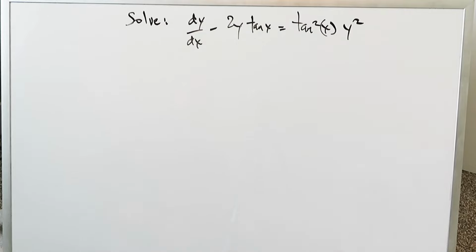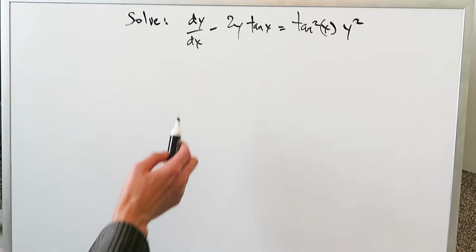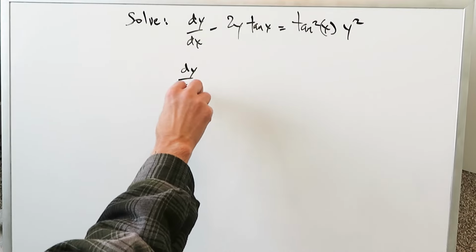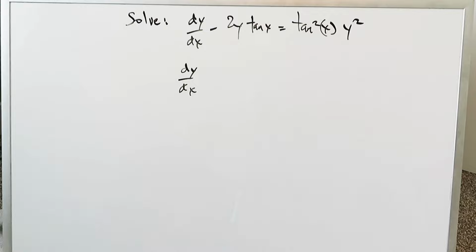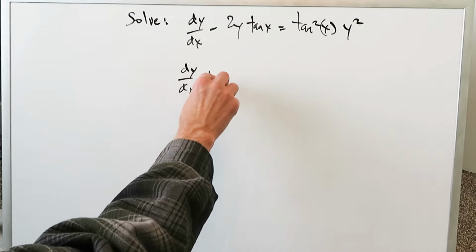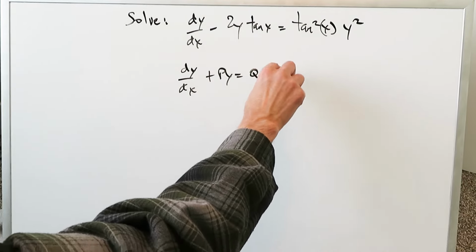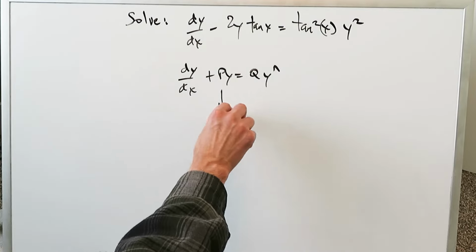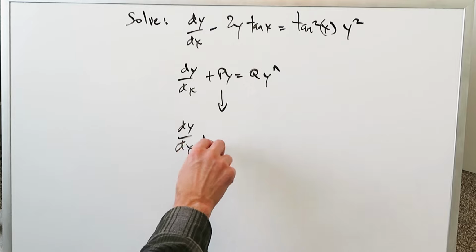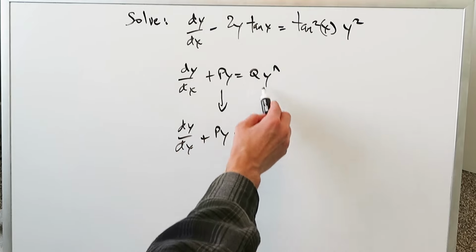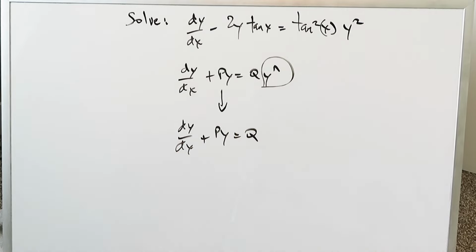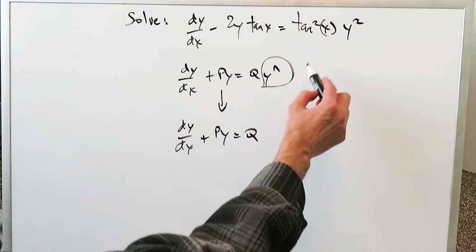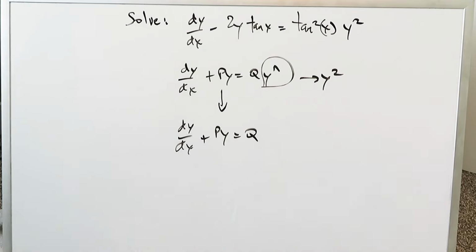We have to solve this differential equation: dy over dx minus 2y tan x is equal to tan square x y square. When you're looking at it, you should be thinking about this particular form, dy over dx plus py is equal to qy to the power of n. You'd want to convert this Bernoulli's equation into the linear equation, dy over dx plus py is equal to q. This item will be removed, and this item you can see right over here, which is y square. In that equation right there, it's y square.